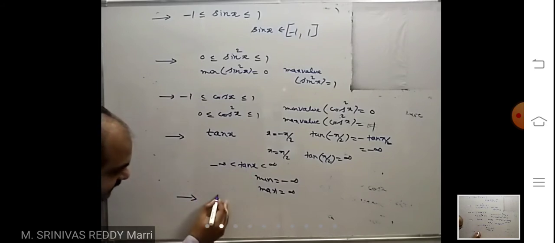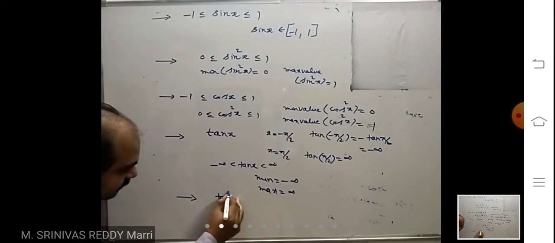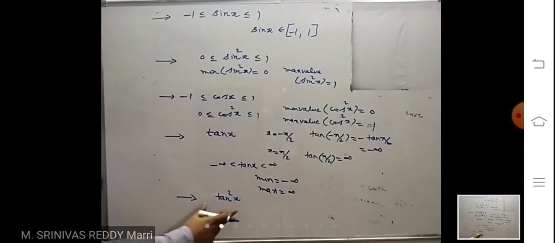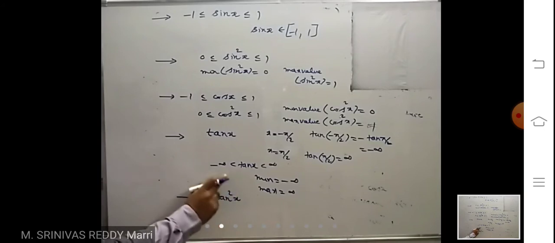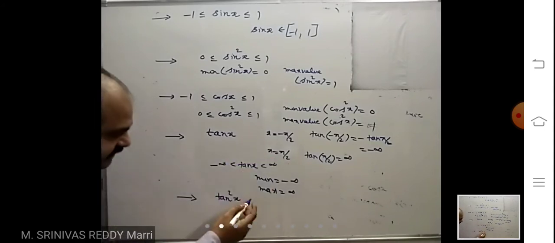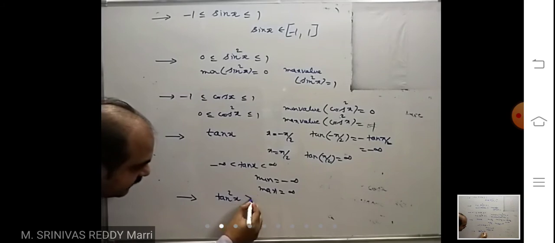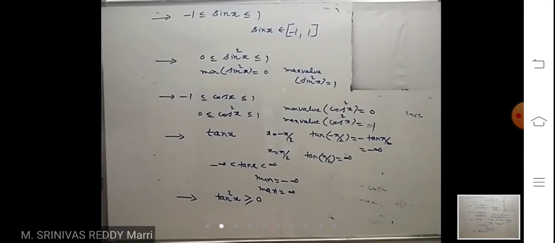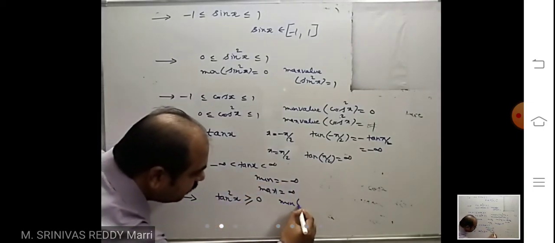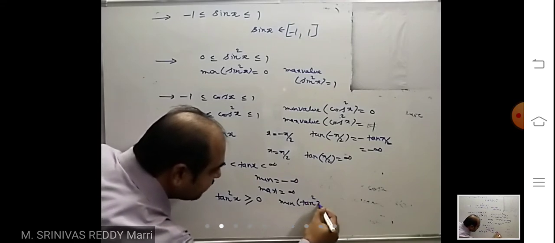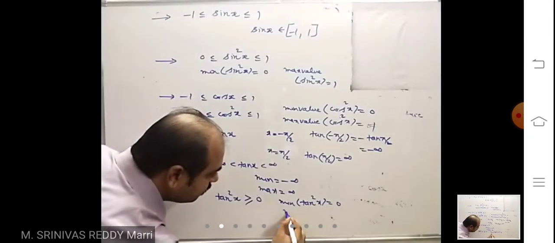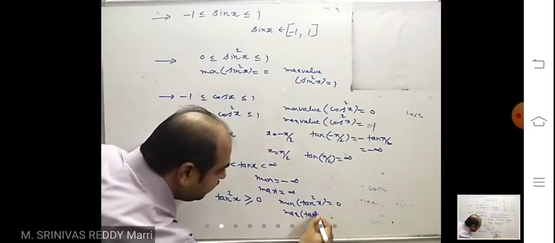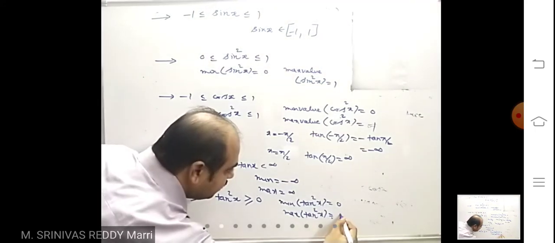Suppose we take tan square x. If you square all the real numbers, what minimum value will you get? Tan square x is always greater than or equal to 0. The minimum value is 0, and the maximum value is infinity. That means the minimum value of tan square x is 0, and the maximum value of tan square x is infinity.